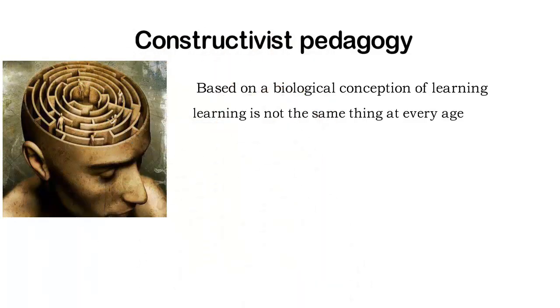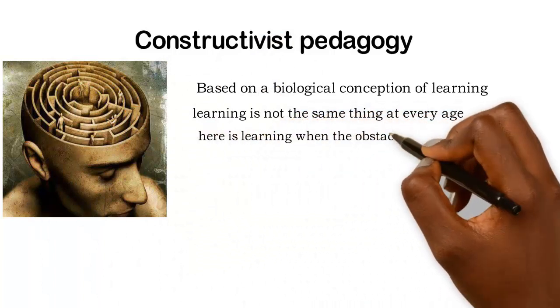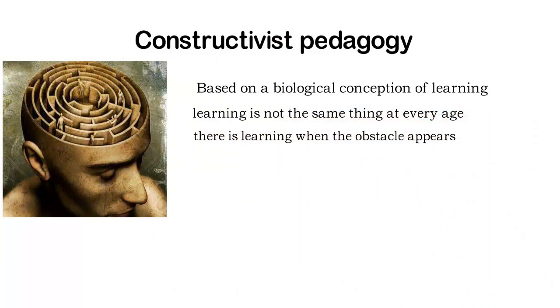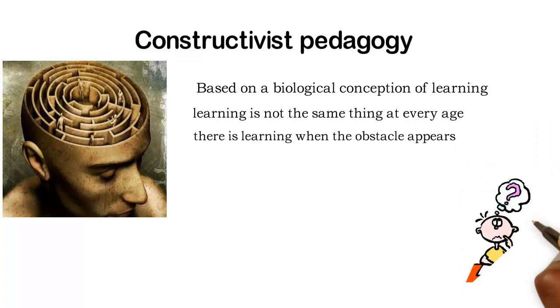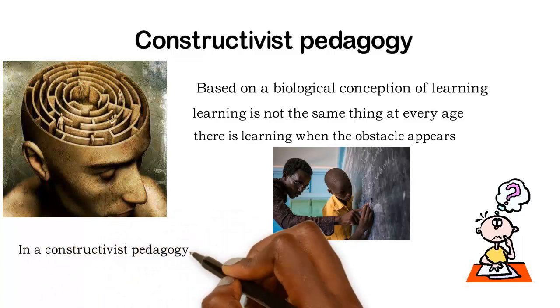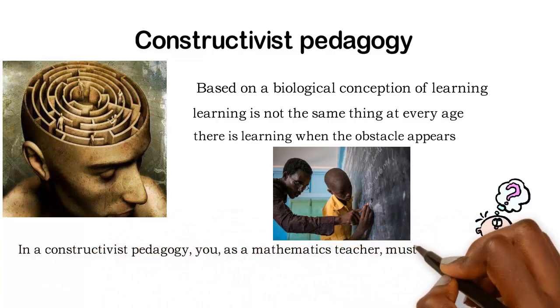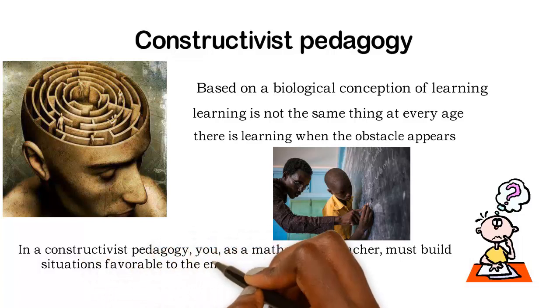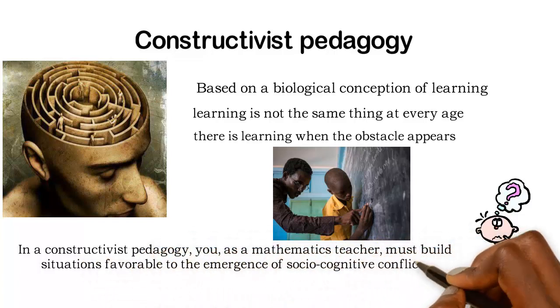In the constructivist model, there is learning when the obstacle appears. This disruption of balance causes a conflict of understanding at the level of the student, who must adapt by modifying their old patterns or creating new ones. The teaching aims to equip the student with operating tools, allowing him to consider a point of view other than his or hers. In a constructivist pedagogy, you, as a mathematics teacher, must build situations favorable for the emergence of socio-cognitive conflicts.